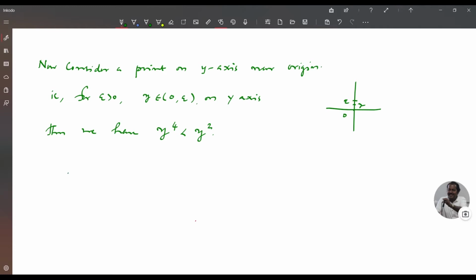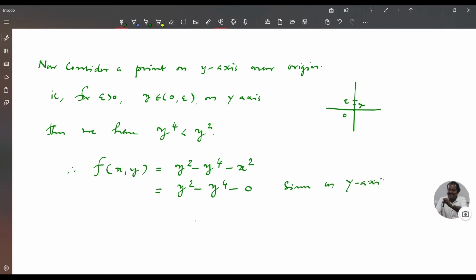Therefore, f of x y is y square minus y raised to 4 minus x square. So this is equal to y square minus y raised to 4 minus 0, since on the y axis x is 0.